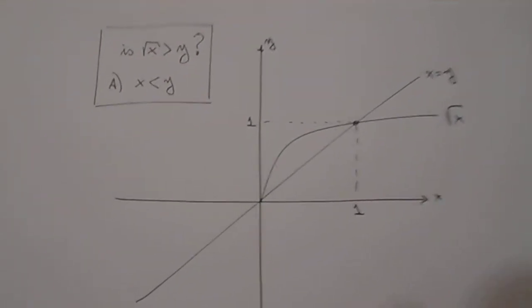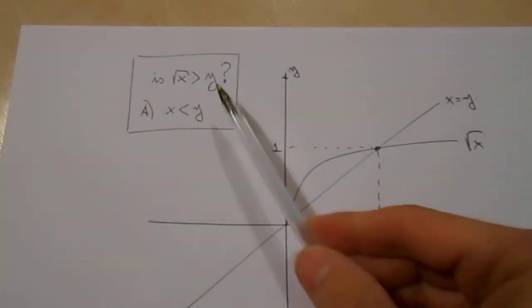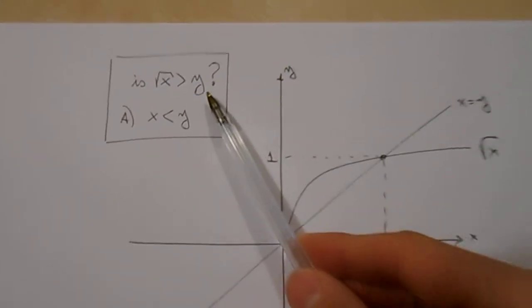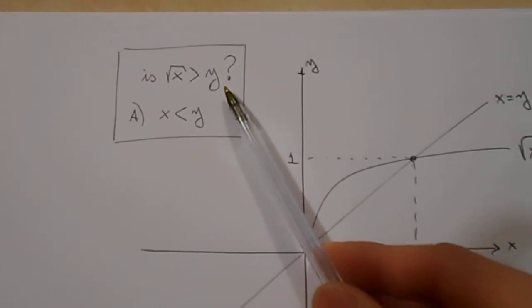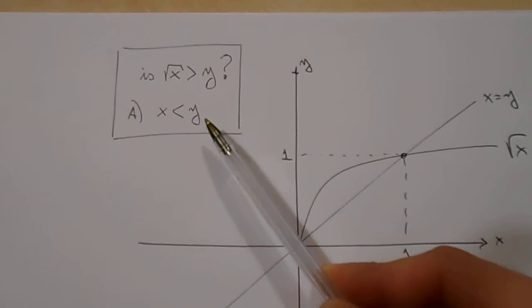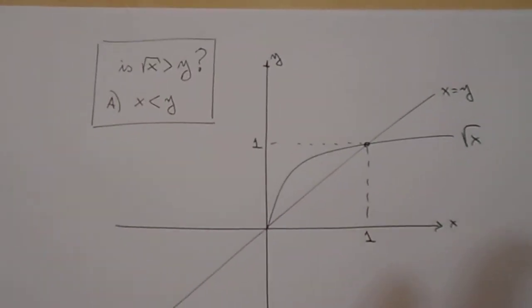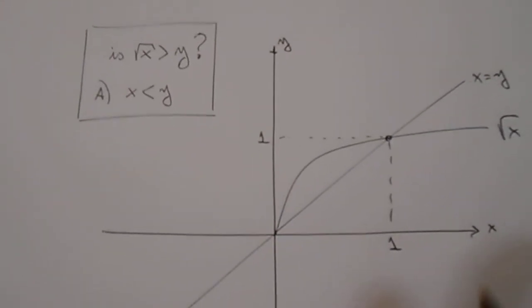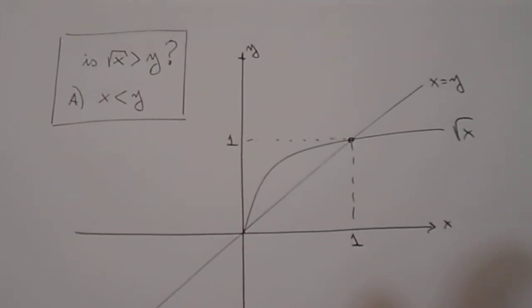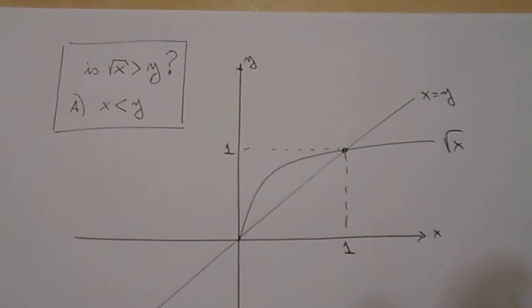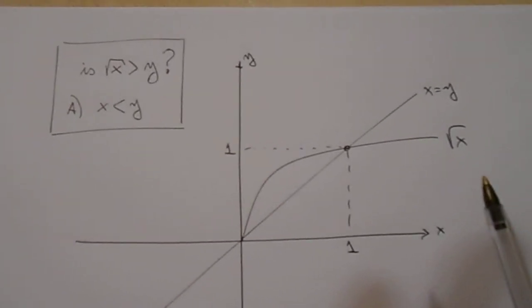So today we're going to tackle a simple problem. The question is: is the square root of x bigger than y? And statement A for data sufficiency will give us x is smaller than y. The way we tackle this, and the way I normally teach it, is we graph the two equations and see where they overlap and the different areas for the two equations.